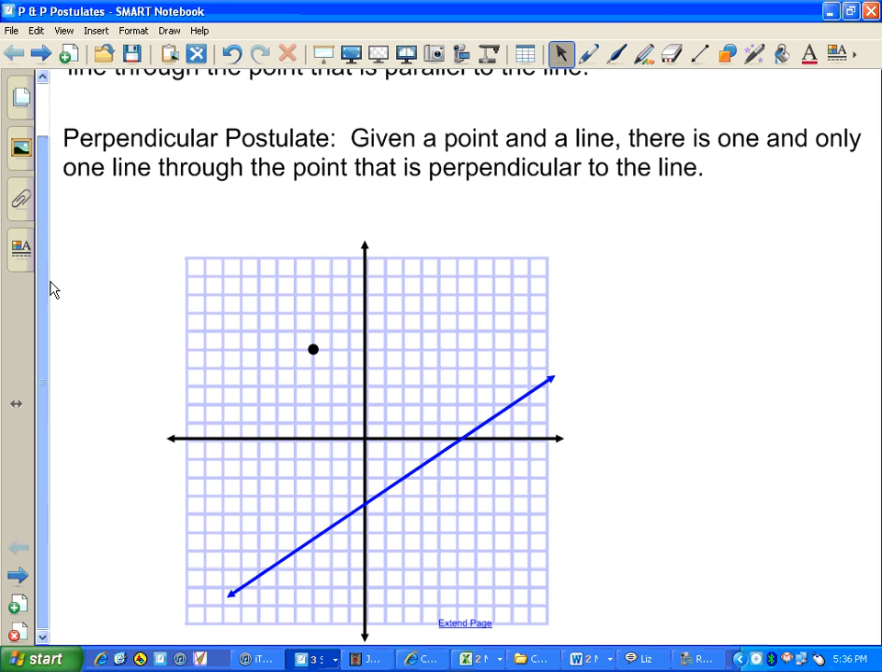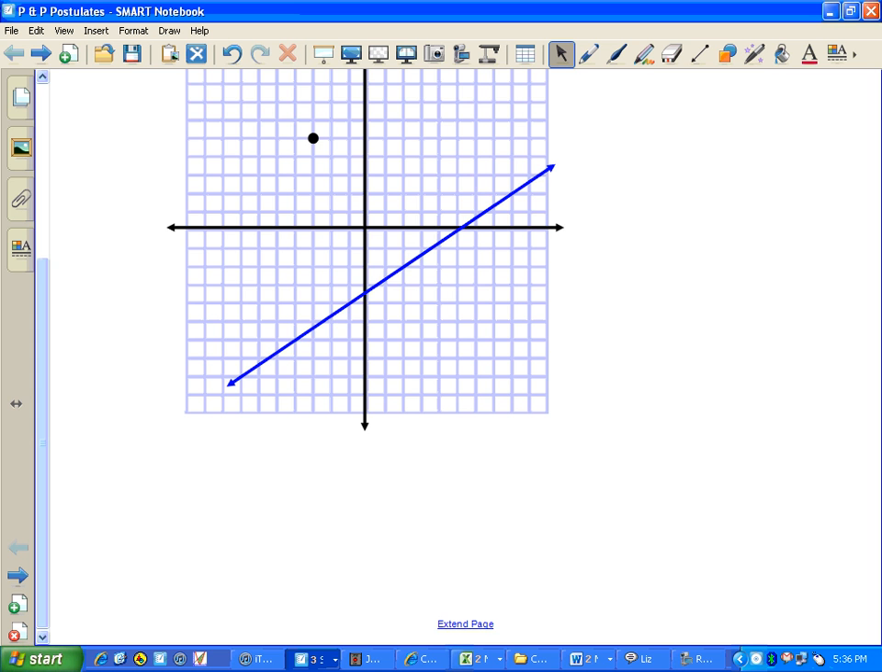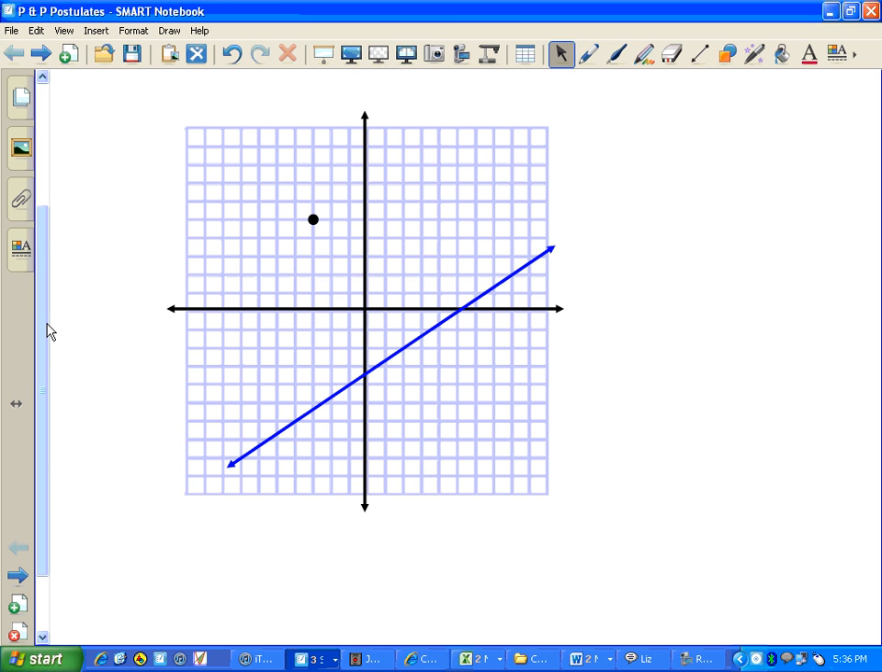So I've got the situation they're talking about. If we're given a point and a line, so I've got a point and a line here, what it says is there is only one line I can draw that's going to go through this point and be parallel to the blue line. Or if you're following the perpendicular one, there's only one line that will go through this point and be perpendicular to the blue line. Yesterday we looked at writing equations for lines that are perpendicular or parallel. I'm going to build off of that to show how it relates to these postulates.